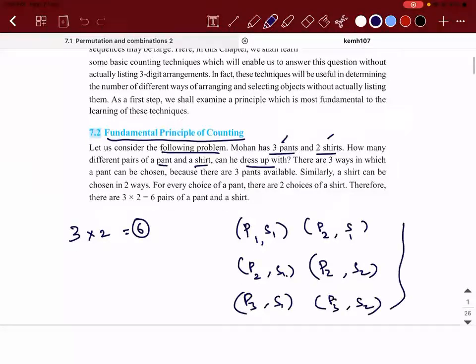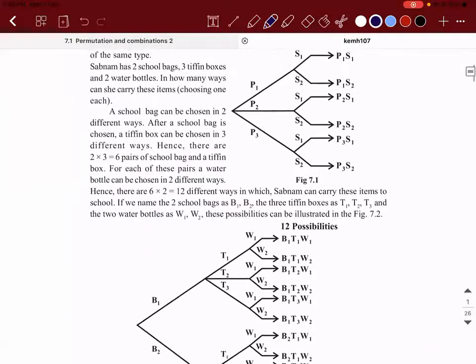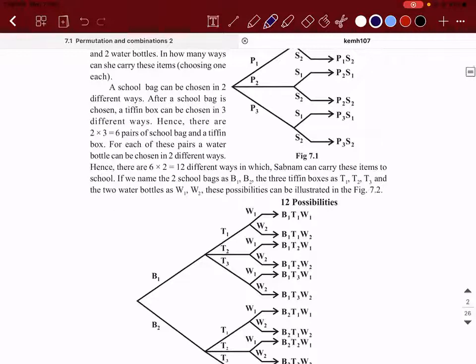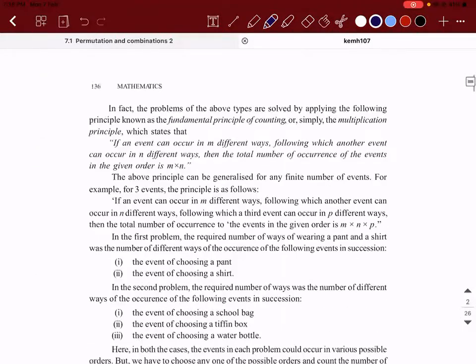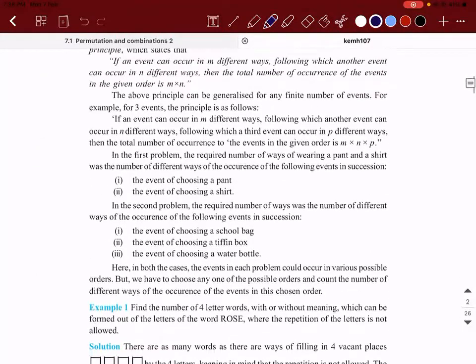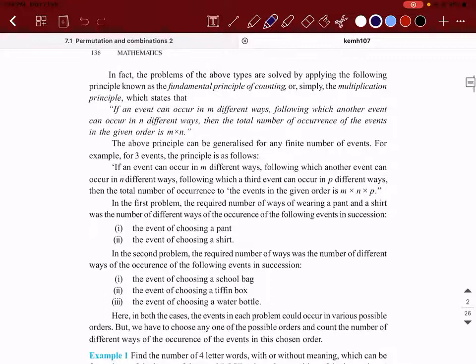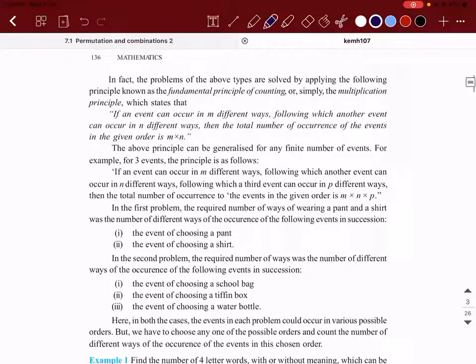Is that right? So this is what we call the fundamental principle of counting. Basically, finding out the number of ways a particular task can be completed. Right? So now, this is what the statement says.